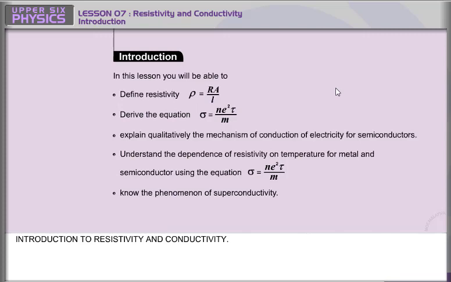Introduction. In this lesson, you will be able to define resistivity, ρ equals RA over L. Derive the equation σ equals Ne²τ over m. Explain qualitatively the mechanism of conduction of electricity for semiconductors. Understand the dependence of resistivity on temperature for metal and semiconductor using the equation σ equals Ne²τ over m. Know the phenomenon of superconductivity.